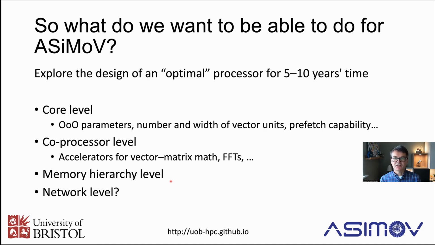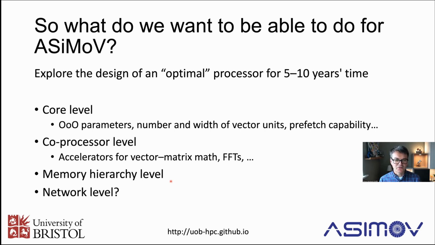A64FX from Fujitsu just had 2 levels of cache and then high bandwidth memory. That was quite different. Most other processors have 2 levels of local cache and then an L3 shared cache and then another memory after that. So what's an optimal design? How big should these be?